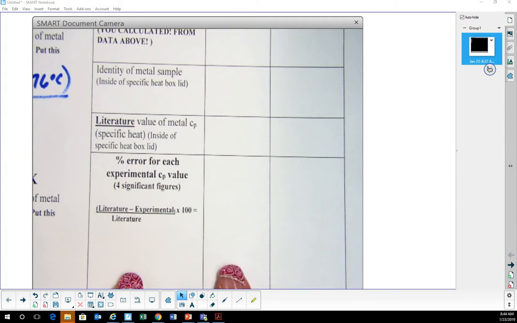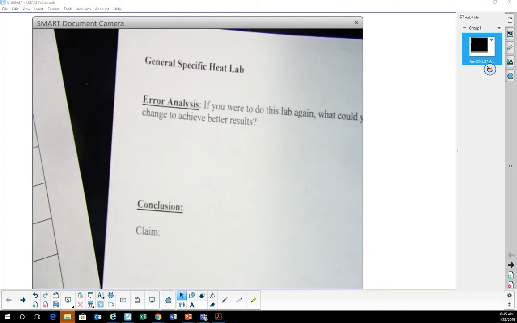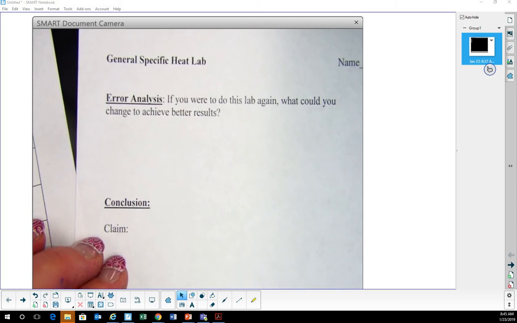If you're really good, you should be less than 20%. Now, I know there's some metals that cool down so quickly it's going to be a higher percent. It's okay. Just make sure you've got a percent error here. Then on your last page, we've done this several times, error analysis: what went wrong?